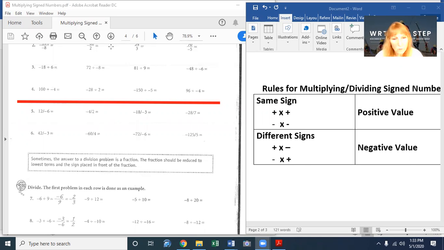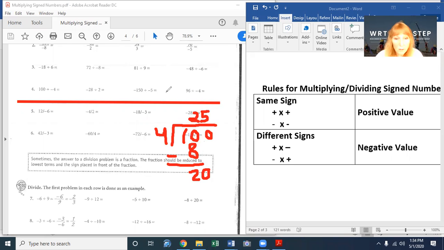100 divided by -4. You can think of it in terms of money if you wanted to. Most of you know what 100 divided by 4 is, but if you didn't, you could do long division like this. 4 goes into 10 2 times. 2 times 4 is 8. 10 minus 8 is 2. Bring down the 0. 4 goes into 20 5 times. If you think of it in terms of a dollar, there's 4 quarters in a dollar, so it'd be 25. But now let's take a look at whether the sign is positive or negative.